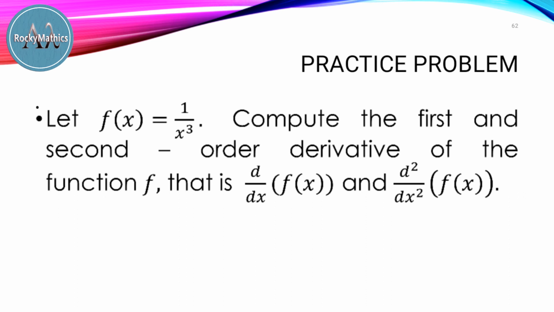Okay, now for a practice problem, I have this function f of x which is equal to 1 over x cubed. Then you are asked to find the first and second order derivative of the function f, that is d over dx of f of x. This is like an operator notation, that you have to get the first order derivative of f of x. Then you also have to get the second order derivative using this notation of f of x.